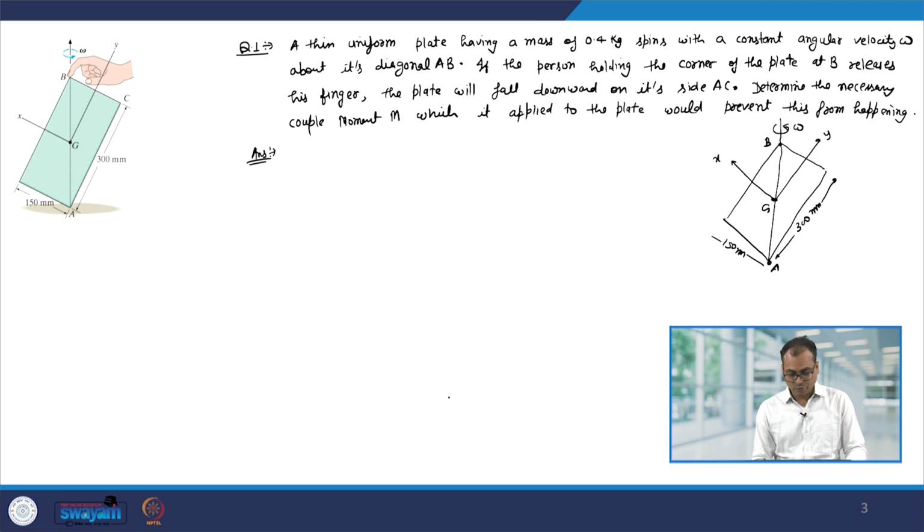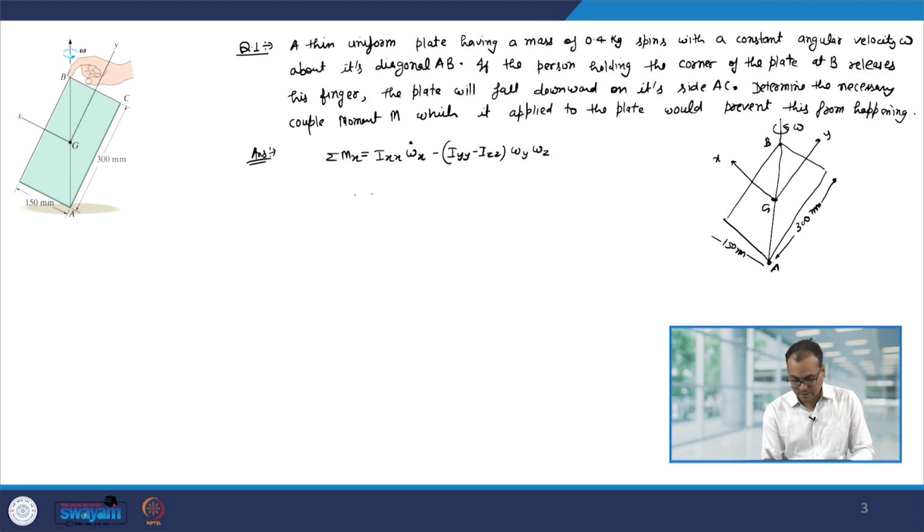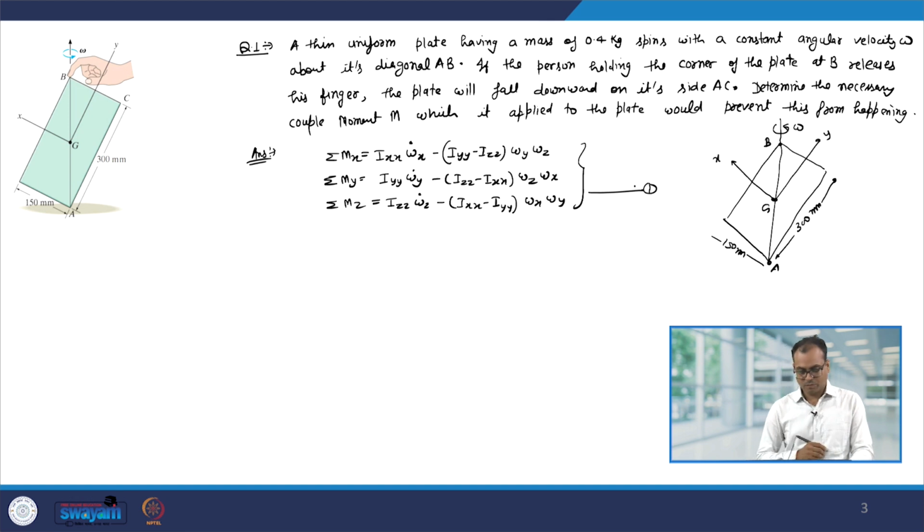Therefore, we can use the Euler equation of motion, and the Euler equation of motion is summation Mx equal to Ixx omega x dot minus Iyy minus Izz omega y omega z, summation My equal to Iyy omega y dot minus Izz minus Ixx omega z omega x, and summation Mz equal to Izz omega z dot minus Ixx minus Iyy omega x omega y. Let us call it equation number 1.